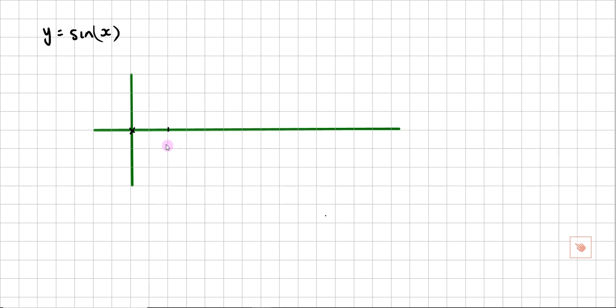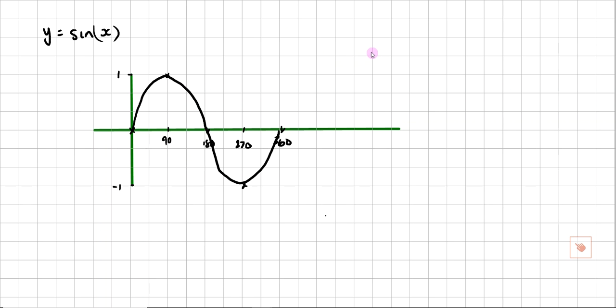Okay, so if I did 90, 180, 270, 360, okay, and it will go up to 1 and down to -1. So we start at 0, go up, come back down, go down. Okay. So if we sketch this curve, a sine curve looks something like that.